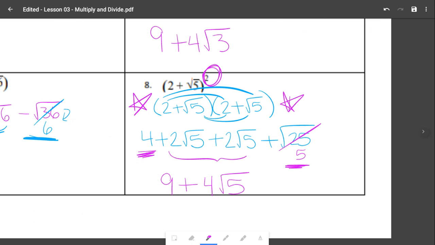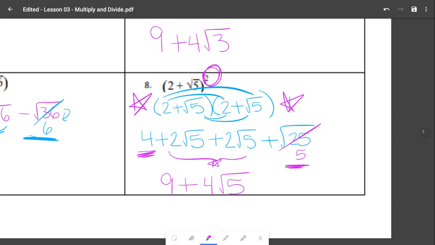If you forgot to do that, I would star it for myself to remind me in the future that squareds have to be written twice and double distributed the whole thing. Otherwise, in the middle there, you would have lost that 4 radical 5. So your final answer here should be 9 plus 4 radical 5.